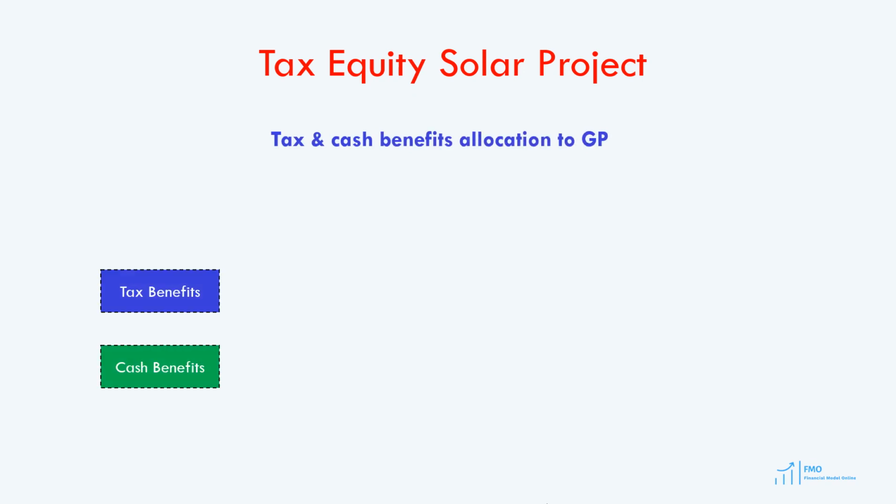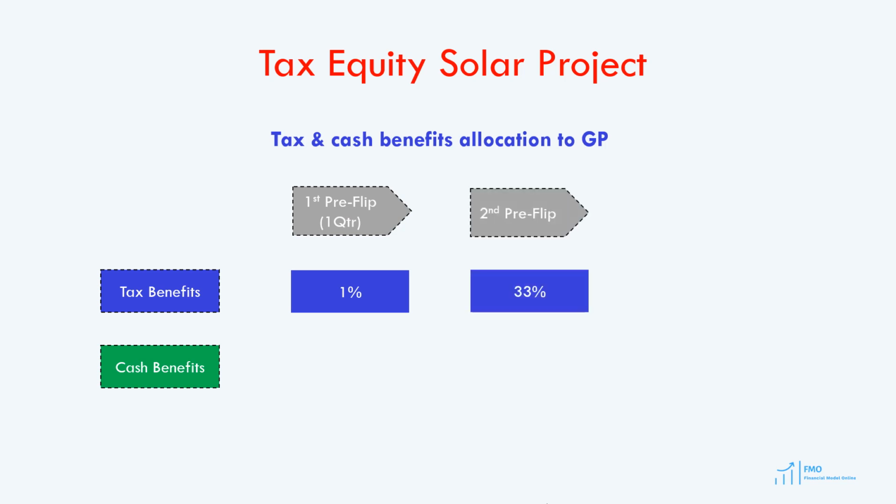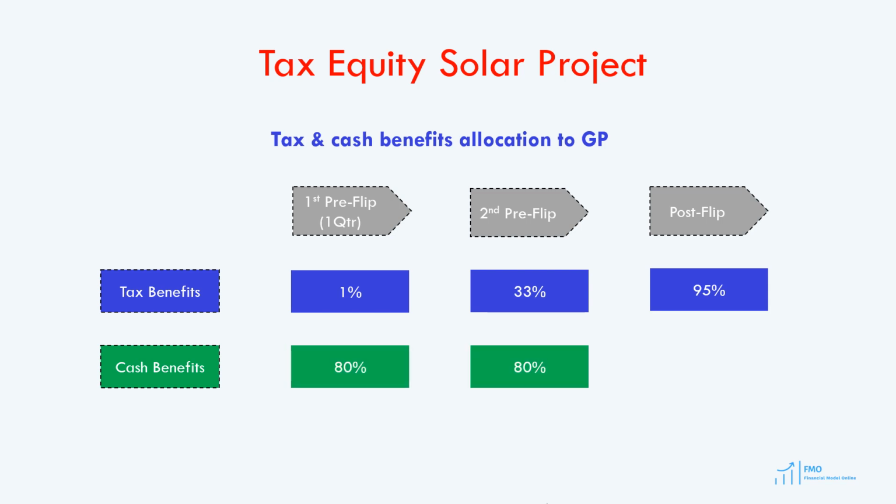The cash and tax benefits allocation of the general partner is, again, the opposite of the allocation to the limited partner. 1% of tax benefits go to GP in the first pre-flip period, 33% in the second pre-flip period, and 95% in the post-flip period. 80% of cash benefits go to the GP in both pre-flip periods and increases to 95% in the post-flip period.